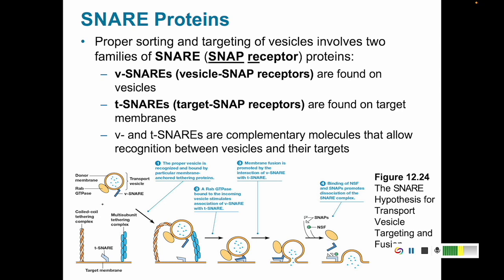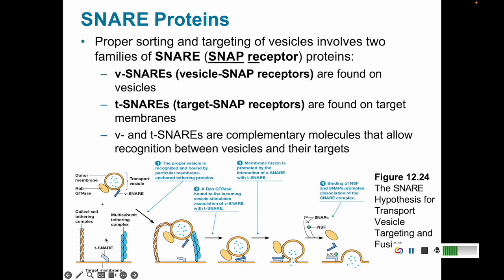To sort and target the vesicles to their proper location involves two different families of SNARE proteins. SNARE stands for SNAP receptors. There are V snares, the V stands for vesicle, and T snares, the T stands for target. So V snares or vesicle SNAP receptors are found on vesicles, and T snares or target SNAP receptors are found on target membranes. So for example, here is the vesicle with the V snare. Here's your membrane with the T snare. Those are going to be able to interact so that that vesicle fuses with this membrane.